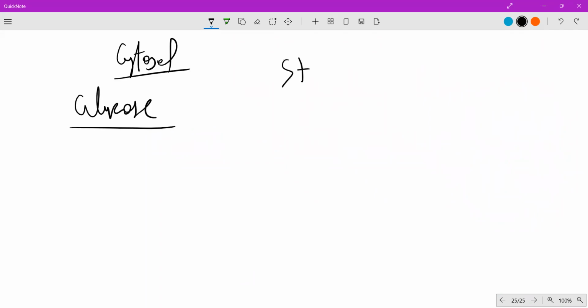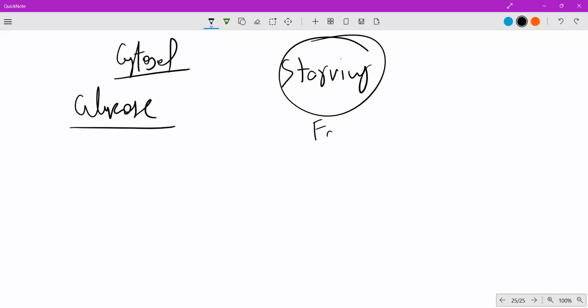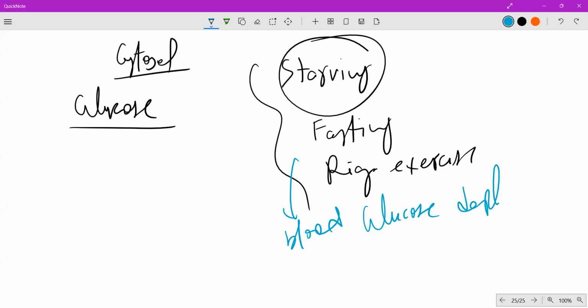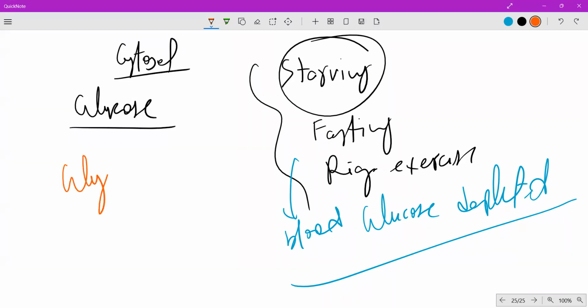Sometimes you're starving. मम्मी ने आज खाना नहीं बनाया, मम्मी की पापा से लड़ाई हो गई, or you're doing long fasting, or you're doing rigorous exercise. So in those conditions, what will happen? ये जो blood में glucose है, that blood glucose would be depleted. But there are certain tissues which need glucose. Blood में तो glucose है नहीं, and that is how your body breaks down stored glycogen.